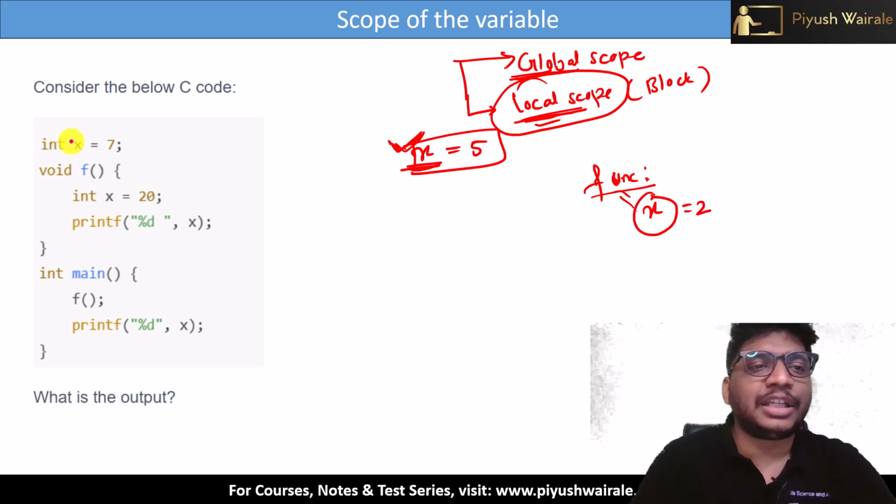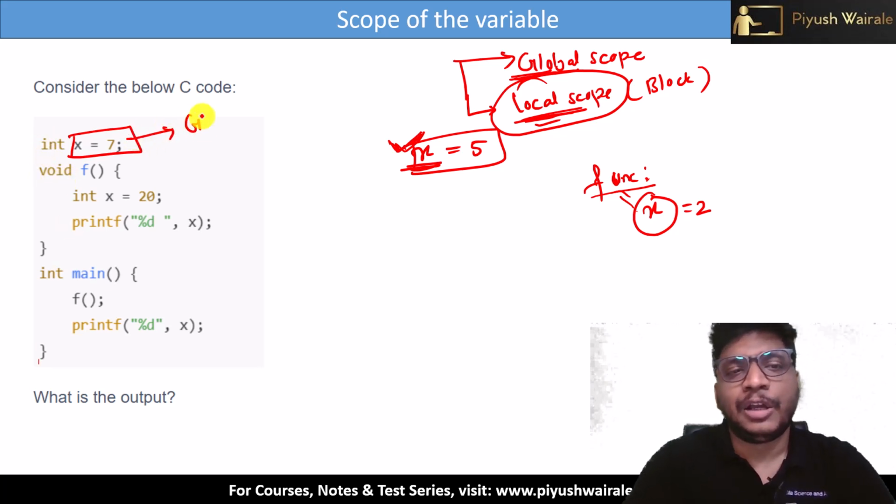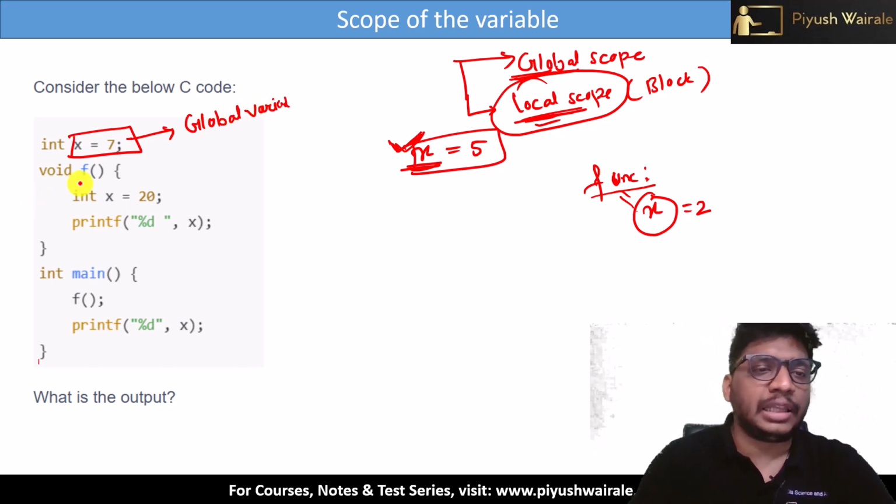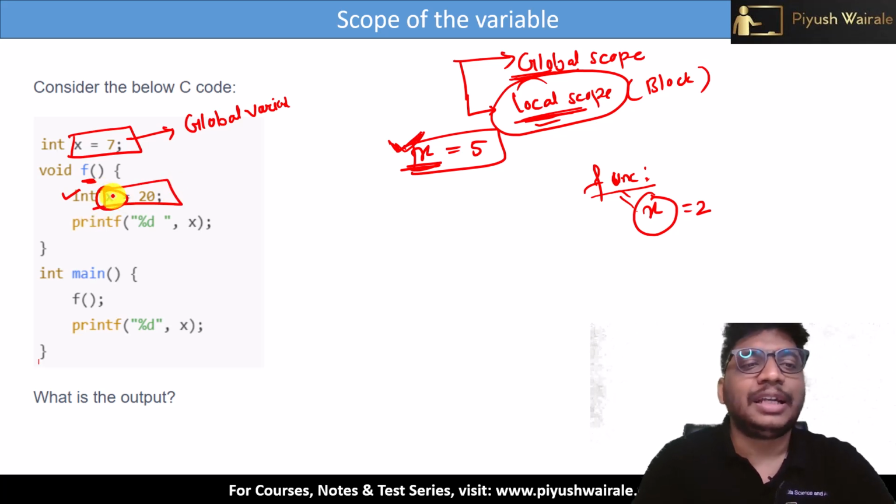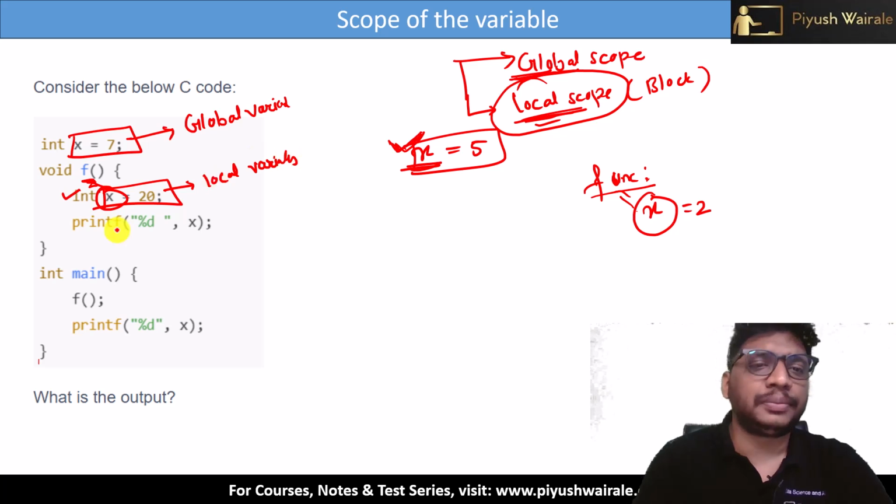So here you can see x equals to 7. So here we have defined one variable having a data type integer x equals to 7, right? And this variable is not inside any particular function. So we can say it is basically a global variable. And now you can see we have a function f here. And inside this particular function, we have this particular variable x equals to 20 now. Now when this variable is defined inside the function, so that is basically a local variable here.